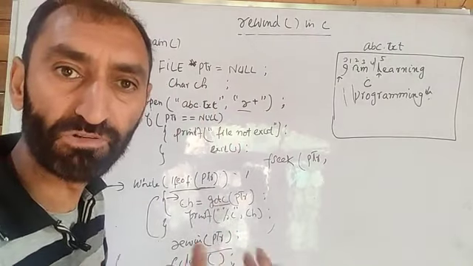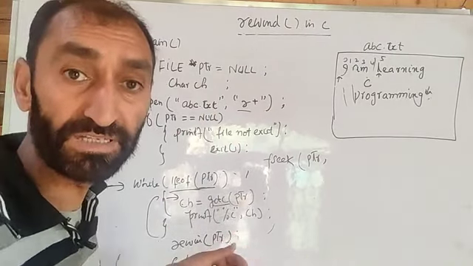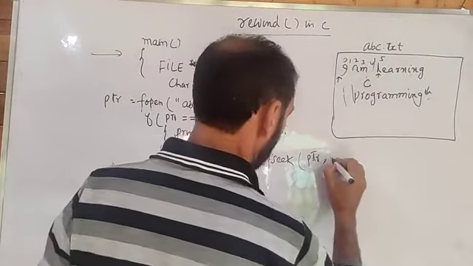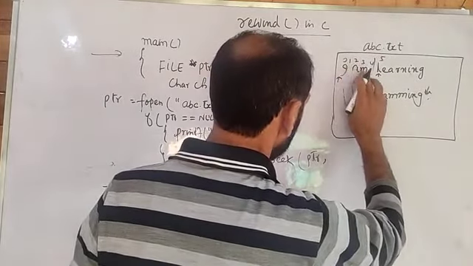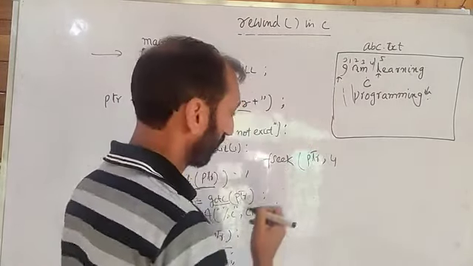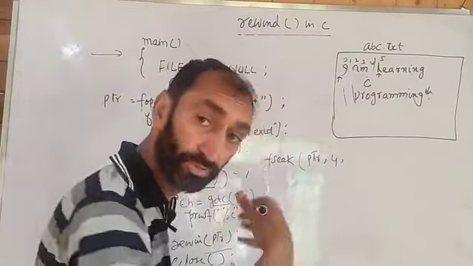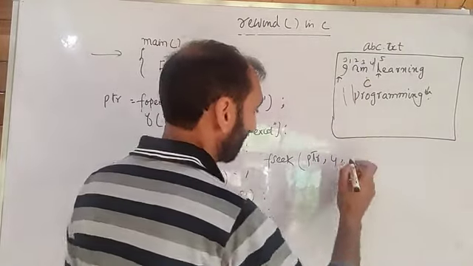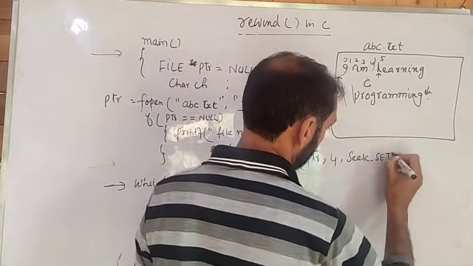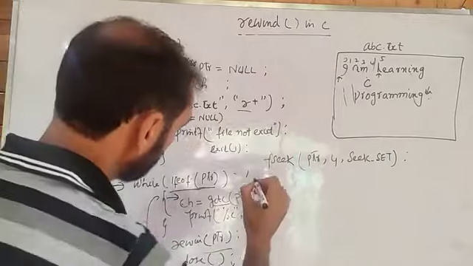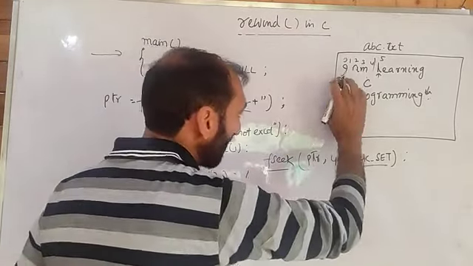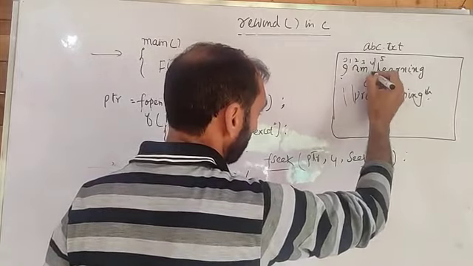How many bytes we want to move the cursor, how many spaces we want to move the file pointer. For example, 0, 1, 2, 3, 4. We want to move 4 bytes, for example. 4 bytes is the offset. And from which position do we want to move? We want to move from the beginning. For that we have SEEK_SET, which we have already discussed. After execution of this line, the file pointer will be at this location.